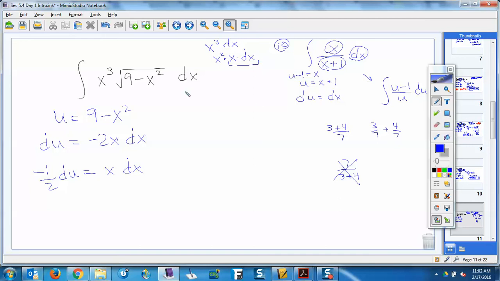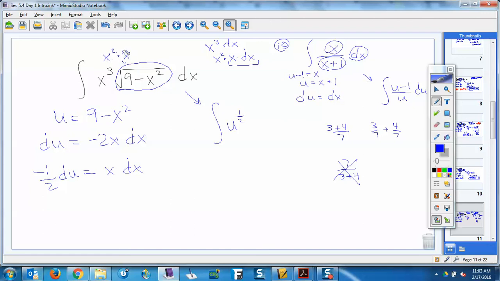Okay? So now, let's look at it. So let's look at my substitution. So this is going to be what? U to the 1/2. Okay? And now, I'm going to take my x cubed and I'm going to make that x squared times x.